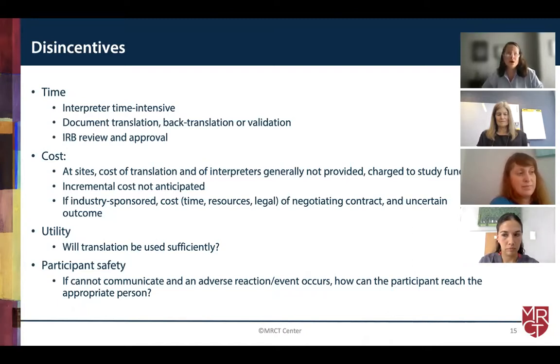We don't want to be translating things that we don't think are going to be necessary. So how often will they be? What is the balance of utility? And then this issue of ensuring participant safety.